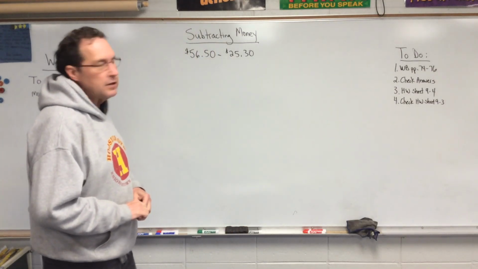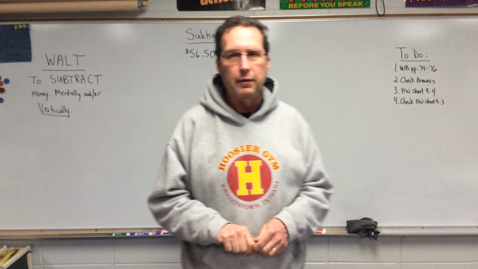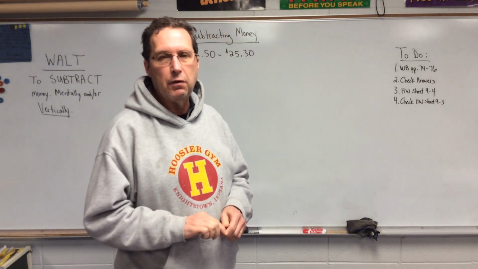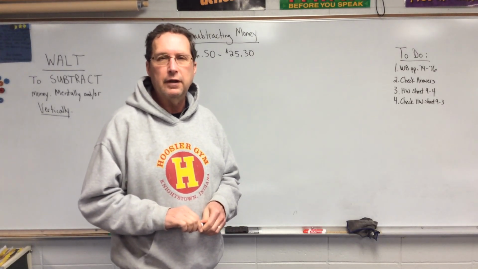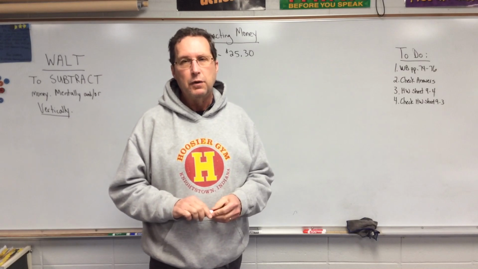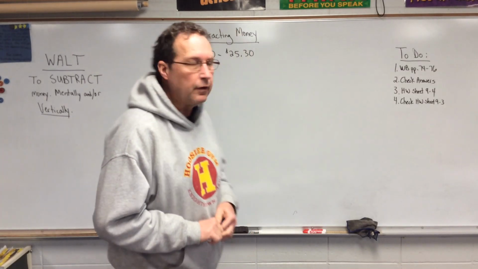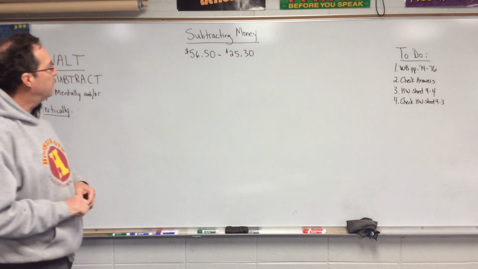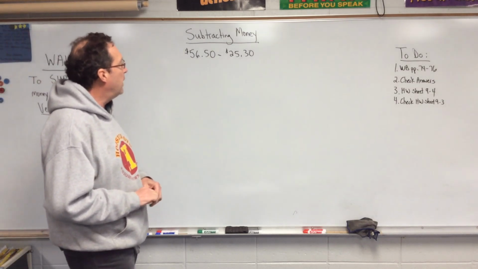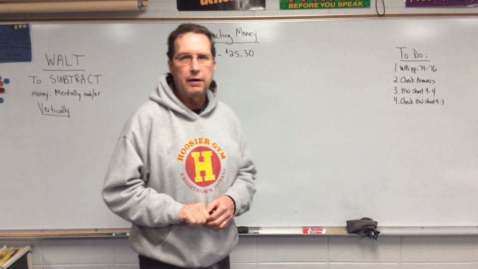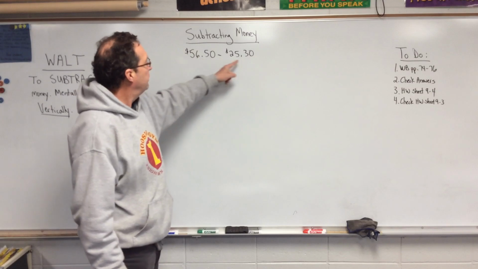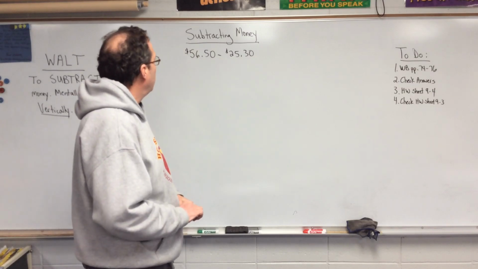Today we're going to be subtracting money, and some of you might be able to do the subtraction mentally. Some of you may say, no, it doesn't take that long to write it vertically. So you'll have to decide which problems you can do mentally, which ones you can do vertically. Here's our first problem. $56.50 take away $25.30. Did you notice how I read the problem correctly? I used the word and for those decimal points.